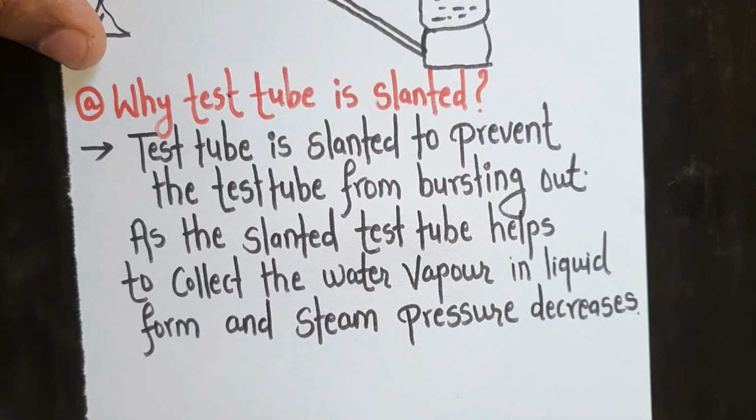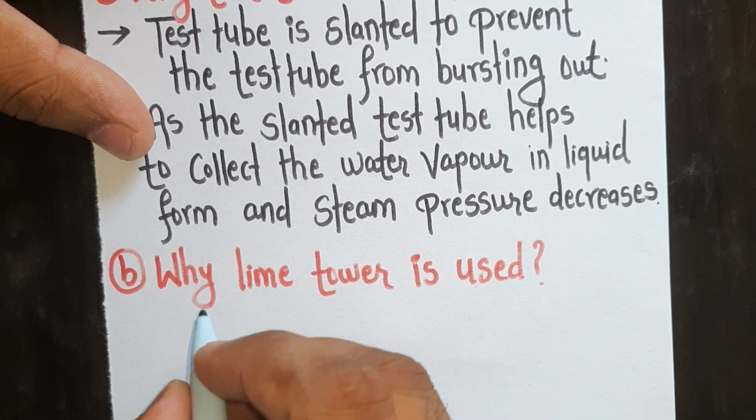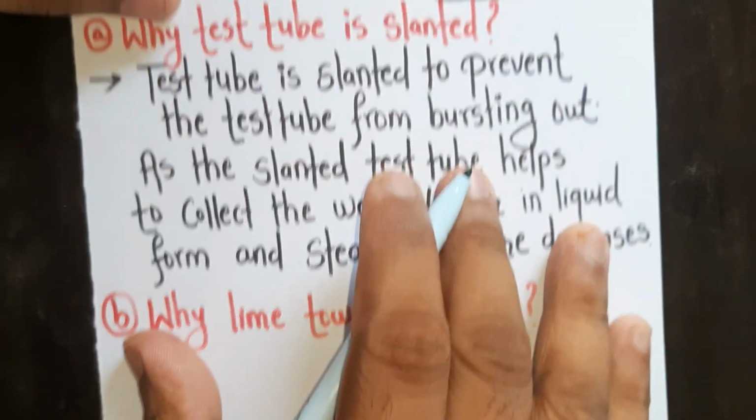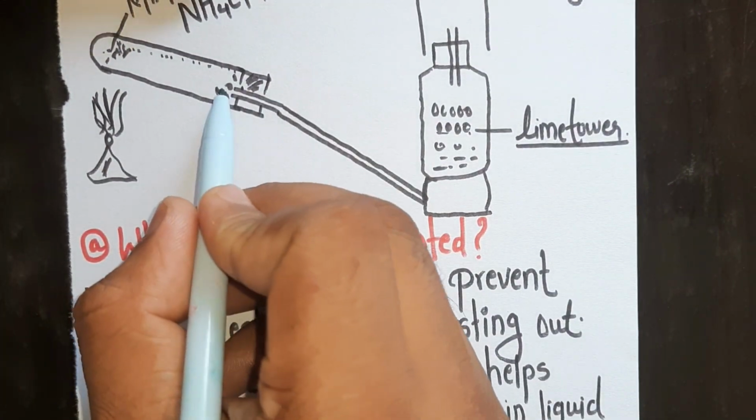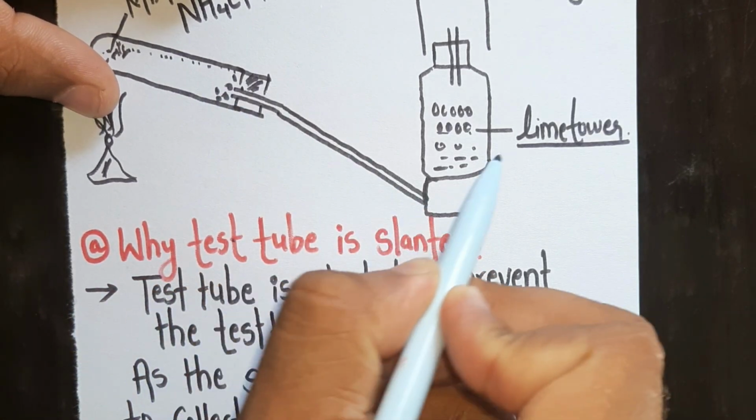Okay, next question. Okay, the next question here is why the lime tower is used. Now, why is the lime tower used? From the figure, let's say the steam or the water vapor that is converted into liquid form will be transferred toward what? Lime tower.